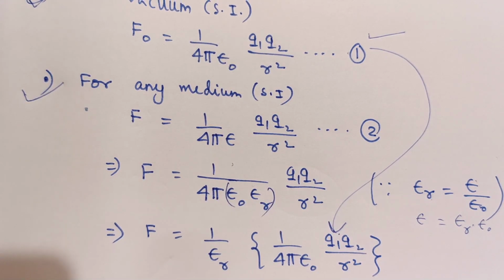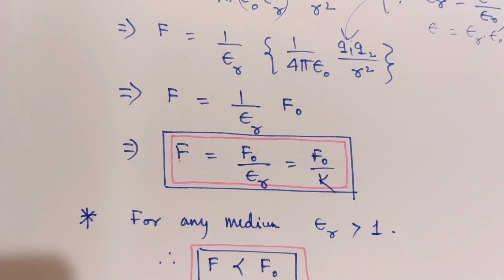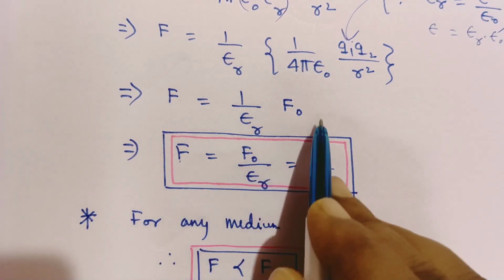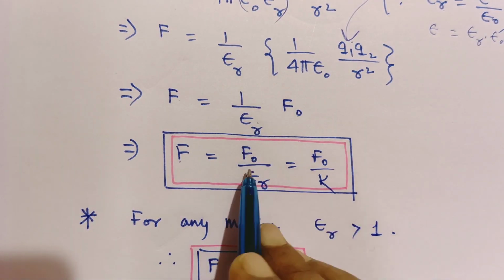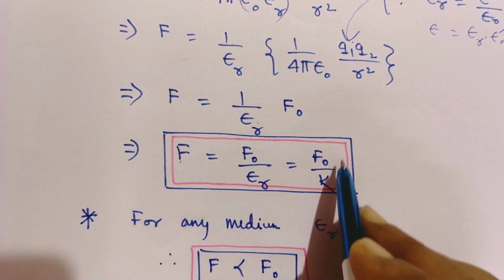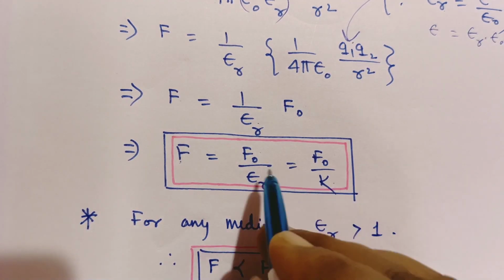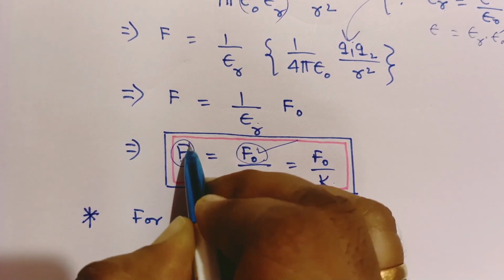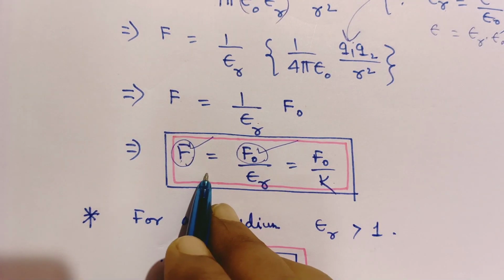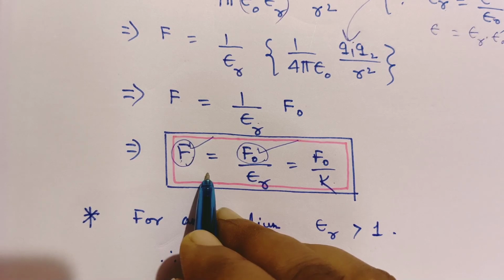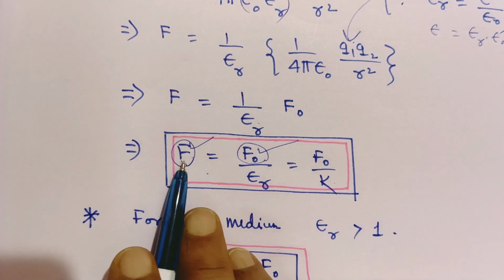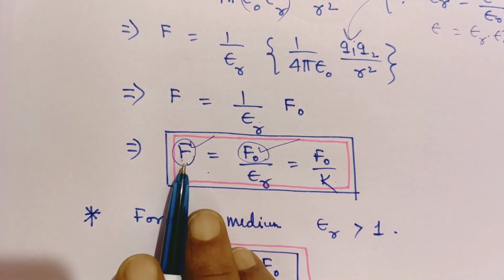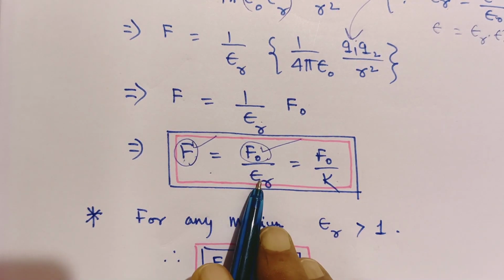So Coulomb's force in any medium can be expressed as F0 by epsilon r, or you can write F0 by K. So if in any problem F0 is given and you have to calculate F, then you use this formula. The answer will come very fast. So what conclusion do we get? F is equal to F0 by K or epsilon r.